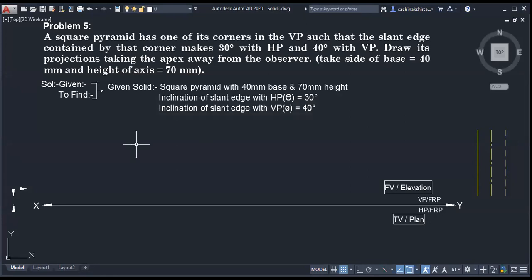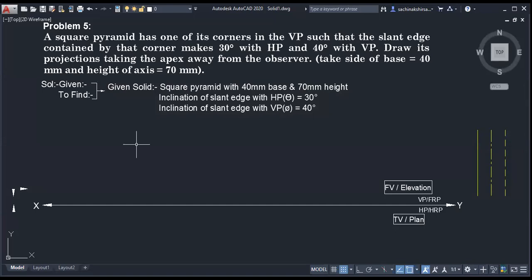Okay, thank you. So type of solid is given. Which is the solid? Square pyramid. So what are its dimensions? By looking at the question, 40 mm and 70 mm. 40 mm is what? Base side. And what is 70 mm? Height of axis. Given solid is a square pyramid with its base 40 mm and height 70 mm.